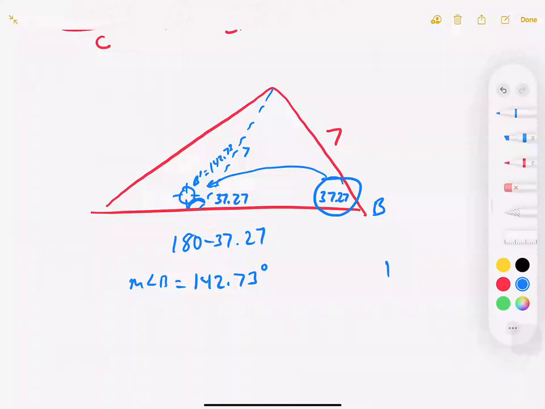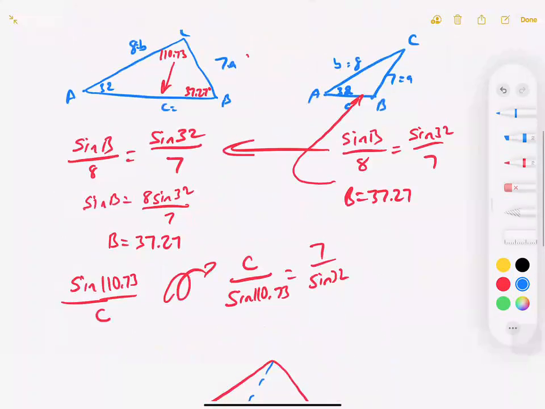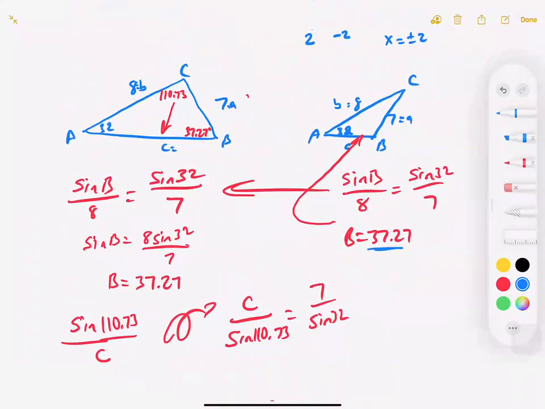Okay, so the big takeaway is once you find this angle that's too small to fit in this big angle here, you just subtract from 180. So let's go back to our problem. In our problem before, we said I got 37.27, just subtract that from 180. We end up with 142.73. So our angle B prime is 142.73.